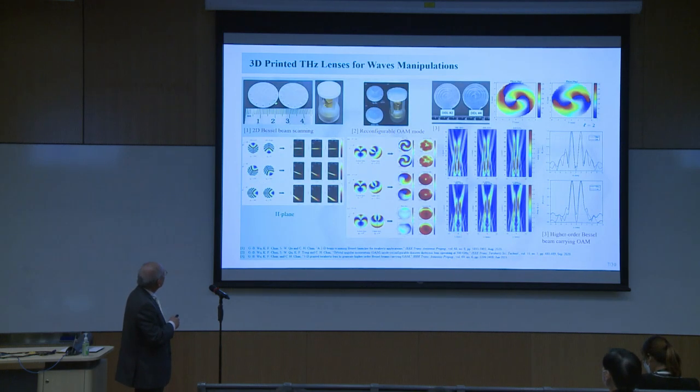And here we can show that we have made use of a doublet of these lenses. You can generate a Bessel beam that can steer to different directions, depending on the rotations of these two lenses. Now, the advantage of this Bessel beam is that when the wave propagates, it will not diverge. It's a non-divergent beam, so that the energy can remain more or less constant along this direction.